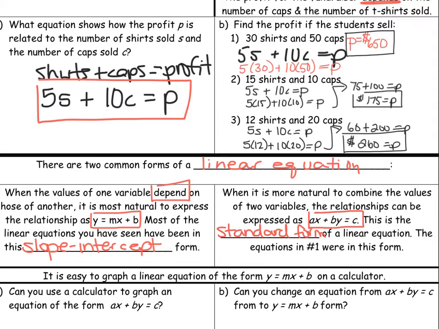So why would we use one over the other? It depends on how our word problem is set up. For slope-intercept form, if one value depends on the other, that's where we use slope-intercept. If we need to combine the variables, or combine the values, that's when we would use standard form, and that's how this is written in standard form.